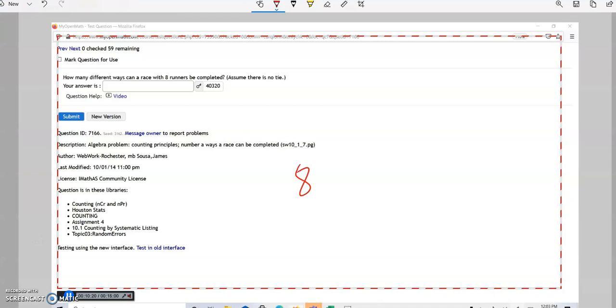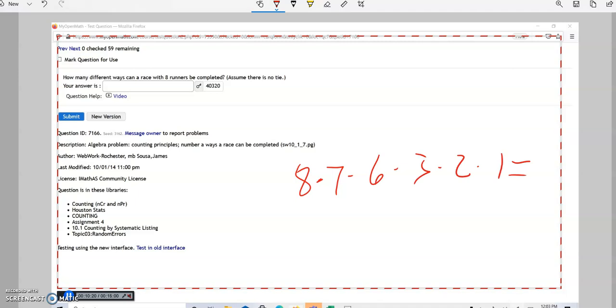8 possibilities for the first. Any one of the 8 runners could come in first, right? Assuming we have no idea about their skill sets, okay? Now that one person finished, how many possibilities for the next person that comes in? Well, there's 7 possibilities, okay? Now 2 are in. Now there's 6 possibilities, and keep multiplying together.